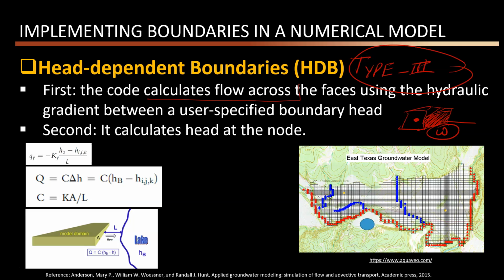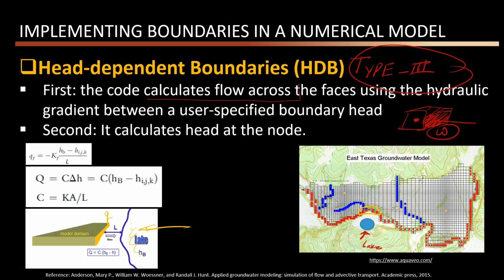In previous sessions I gave you this example. If this is our model and this is the lake, and we would like to know how this lake contributes to the model, we can define a head-dependent boundary, or HDP boundary condition, for example here. So this is the lake, and this is the face of the system where we would like to find the amount of flux.